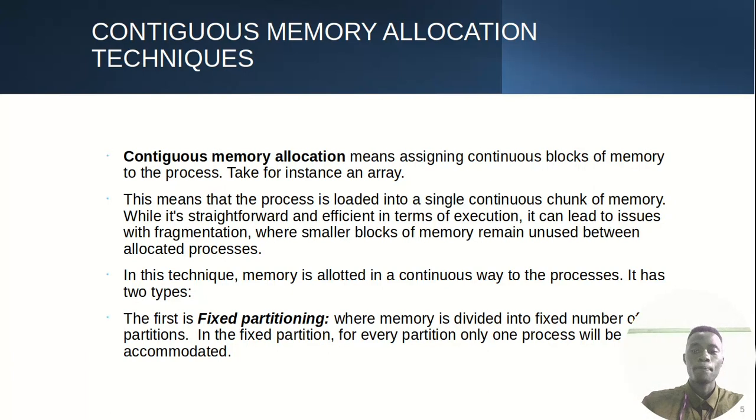It has two types. There is fixed partitioning, where the memory is divided into a fixed number of partitions, and for every partition only one process can be accommodated. So this is very fixed, and it is not reliable, though there is another contiguous memory allocation technique.